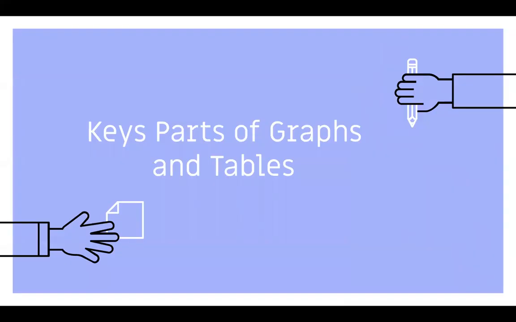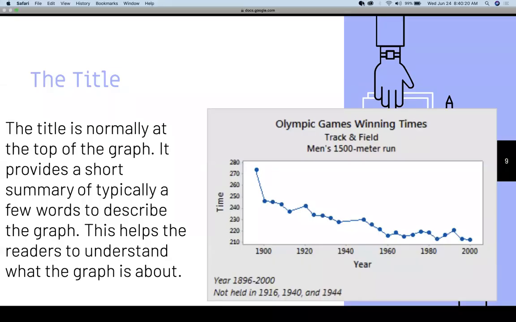So let's look at the key parts of graphs and tables. The title is one of the most important parts of a graph. The title is normally at the top of the graph. It doesn't have to be at the top, but it's traditionally at the top. If it looks like a traditional graph, where the data is going from left to right, then it'll be at the top in a horizontal fashion, straight above the top. Now, this graph could be tilted sideways, and then it would be sort of vertical in direction. But that's a little bit more rare, I'd say.